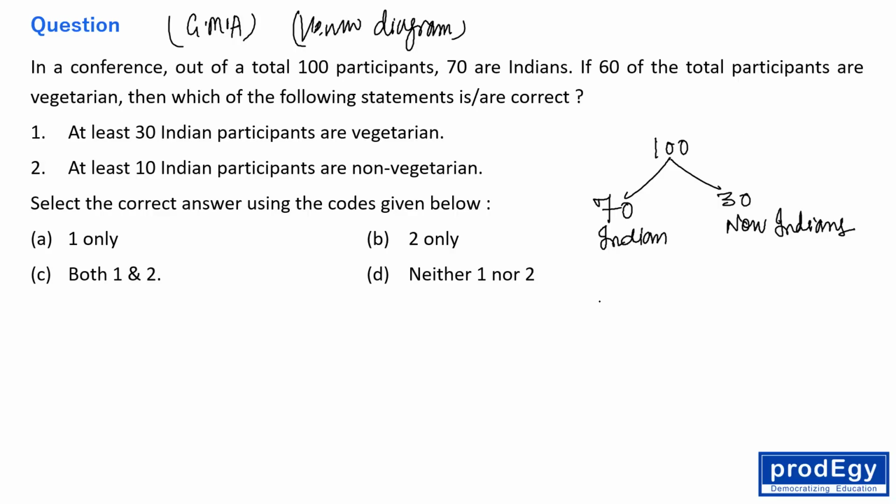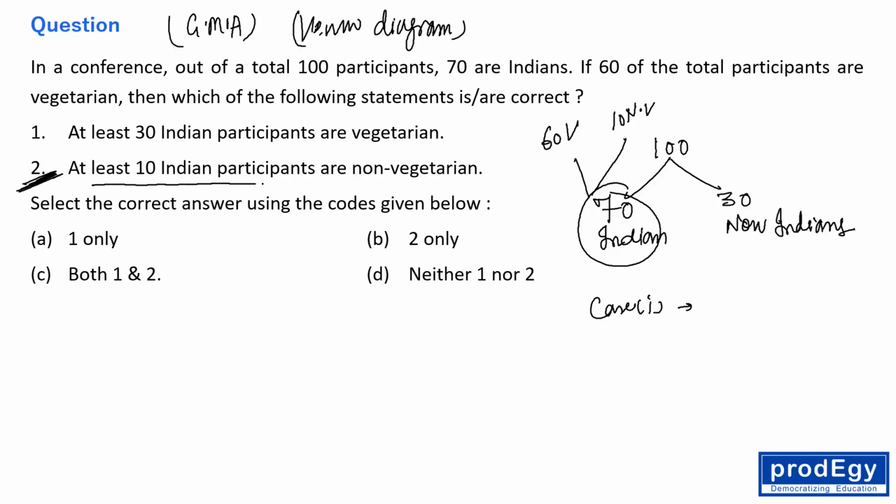So there are two cases. Case 1, 60 are the vegetarian. See everyone, if all the 60 belong here, then out of these 70, 60 are veg and 10 non-veg. So statement number 2 says, at least 10 Indian participants are non-vegetarian. This is correct. But this is only case number 1. Now case number 2.